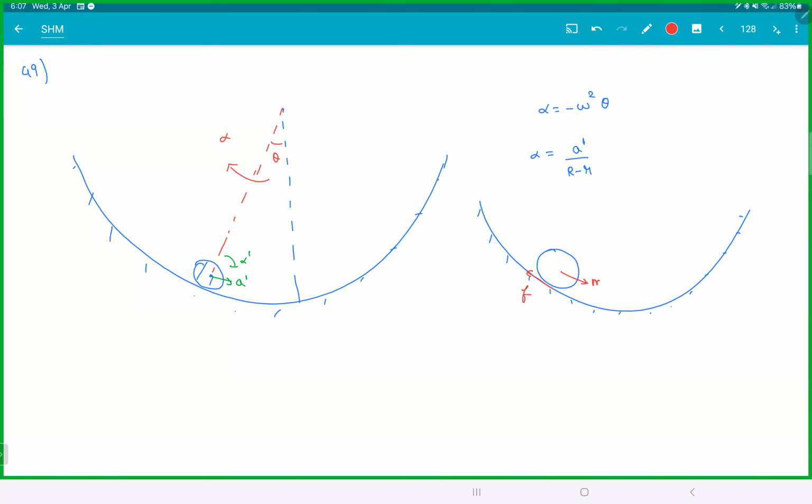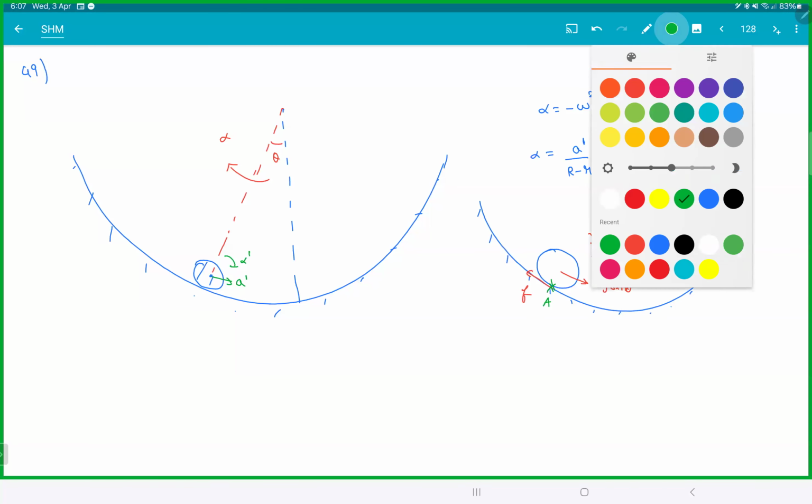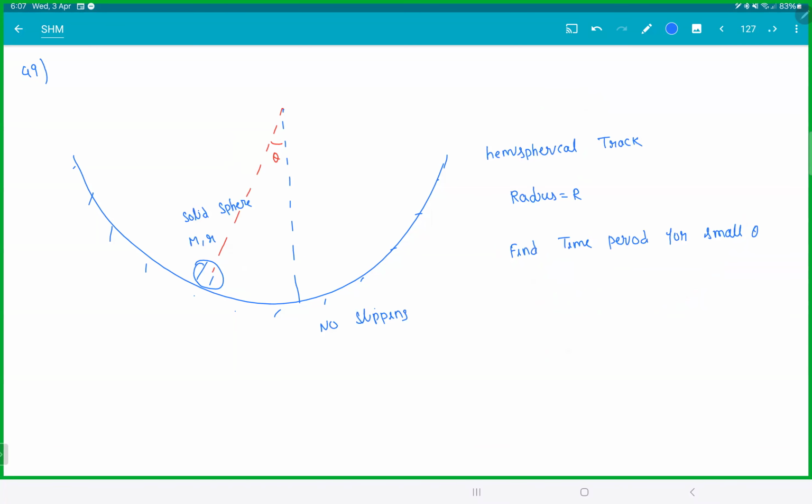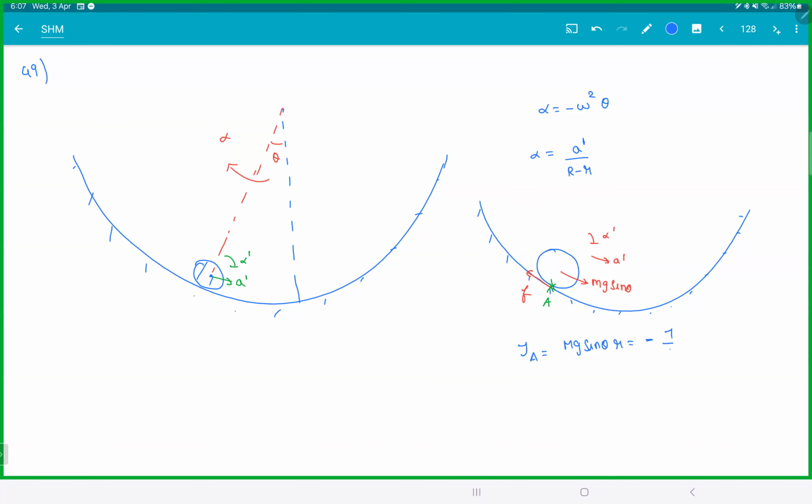Friction, mg sine theta, alpha dash. Take this point here, A. The torque about A will be mg sine theta into small r, which is equal to minus I_A alpha dash. It's a solid sphere, so I_A is 7/5 m r square. So a dash will be small r alpha dash, which is minus 5g by 7 sine theta. Take this and put it here.